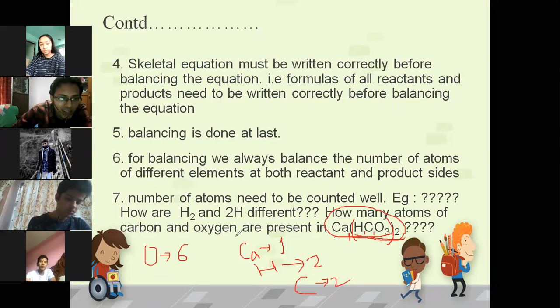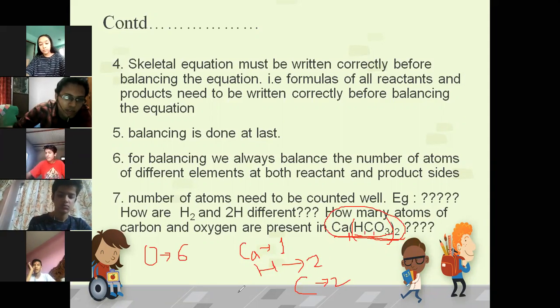And for balancing, the counting is a very important thing. Once you understand the counting, then only you can learn how to balance them. Balancing is simply making the number of atoms of different elements equal in reactant side and product side.